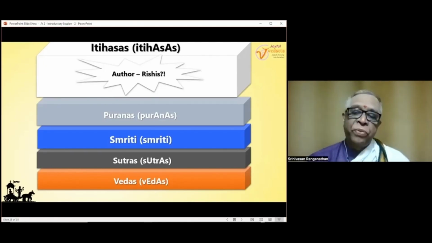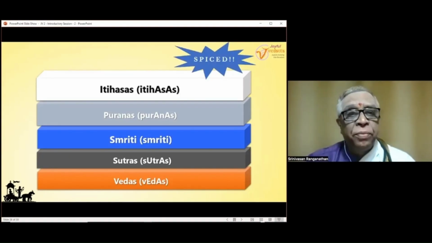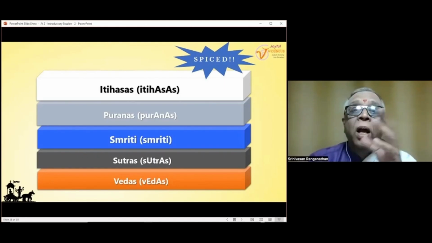So we have Ithihasas, which are obviously spiced and spiced more. You use all the spices possible, South Indian spice, North Indian spice, Italian spice, so that it's exciting for people and you read it. So this is the Itihasa part.